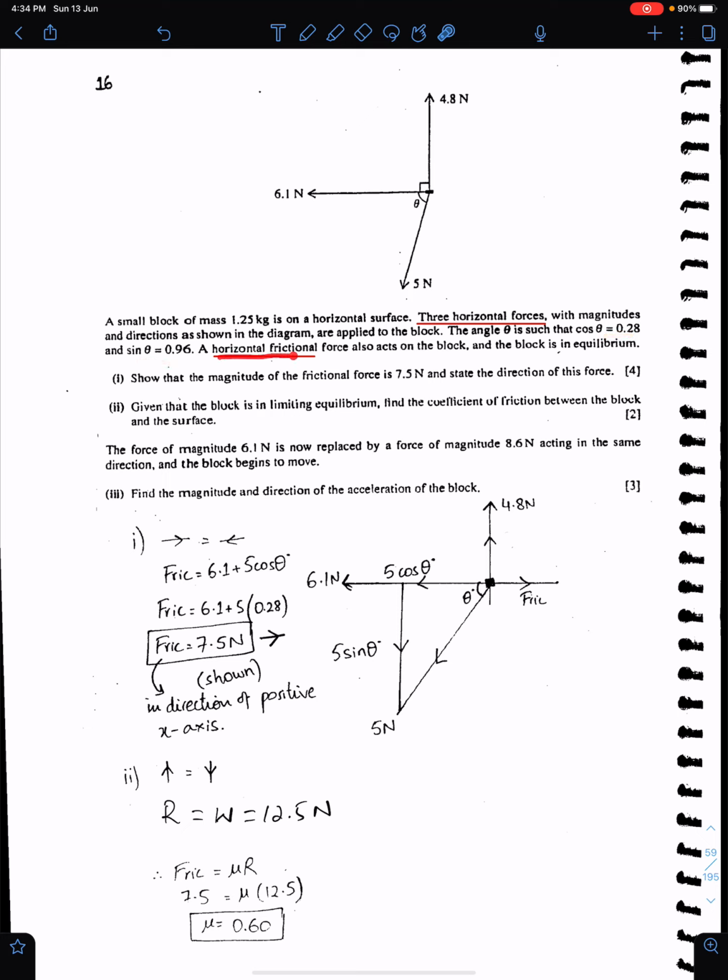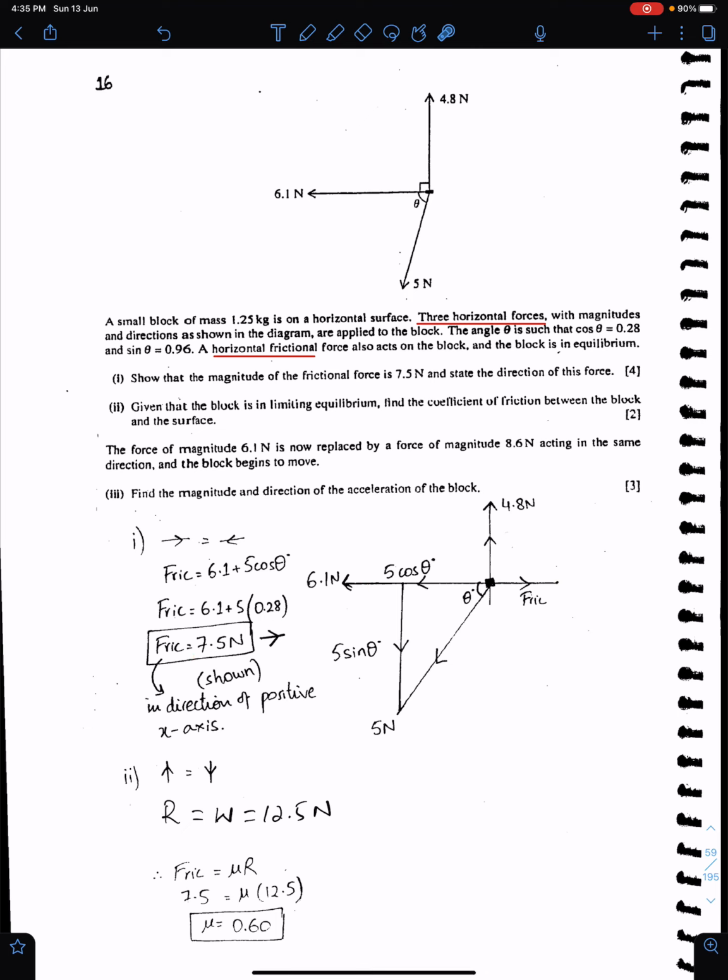A horizontal force, frictional force, also acts on the block, and the block is in equilibrium. This is the force diagram of this situation. This 5 has two components, 5 sin theta, 5 cos theta, and we will ignore the normal reaction and weight while resolving these forces because we are resolving horizontal forces. Therefore, friction is equal to 5 cos theta plus 6.1 newtons. Hence, friction is 7.5 towards right.